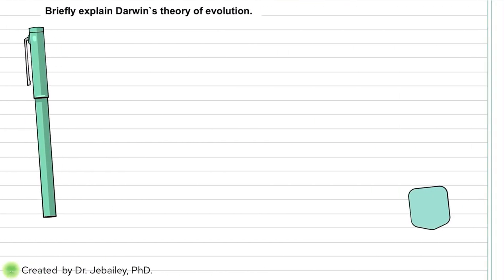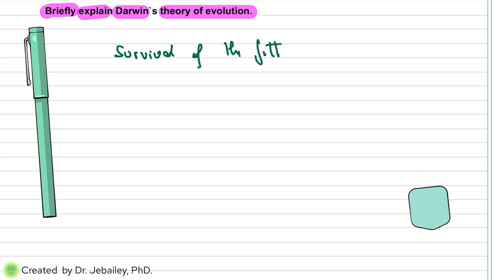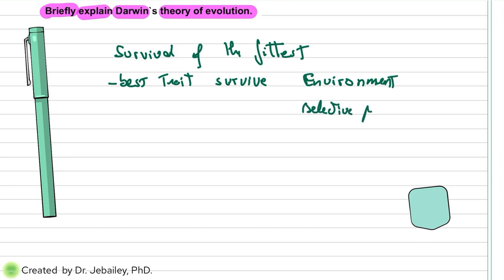Here's one of the questions from previous IB exams, and it says briefly explain the Darwin theory of evolution. When it comes to Darwin, he's all about the survival of the fittest. Every time you see Darwin, think about that. That means whoever has the best trait will survive. Survive what? Something in the environment. That is an example of a selective pressure coming from the environment, and only the one with the best trait will survive, while the bad trait will die.